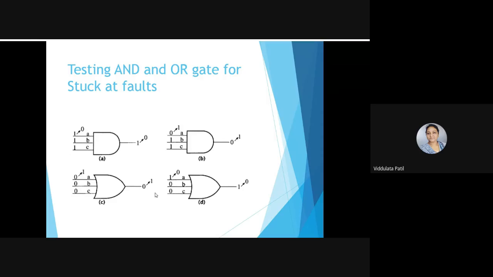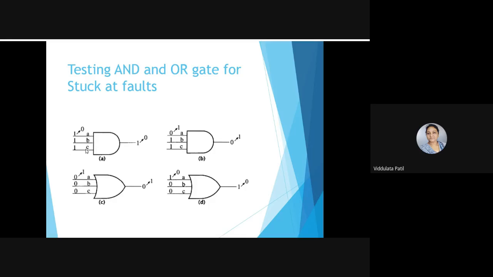Here we have an OR gate and an AND gate, which are 3-input gates. First of all, we will consider this AND gate, which has 3 inputs A, B and C. Suppose there is a fault at the A input, that is, it is stuck at 0. Now how do we test whether it is stuck at 0 or 1? For that, we apply 111 to all the input terminals of this AND gate.